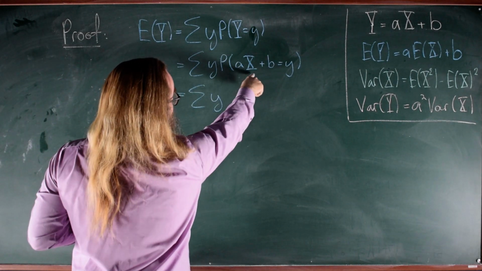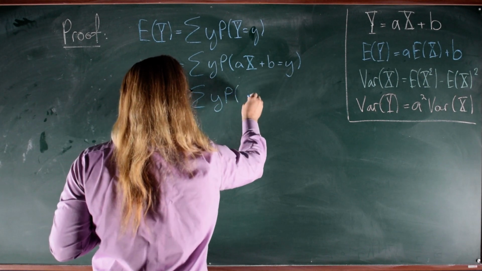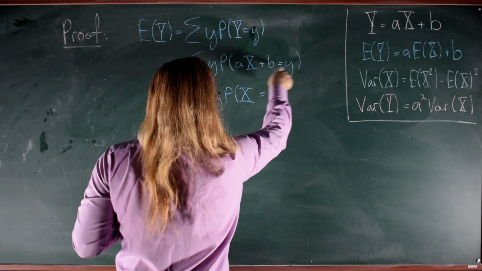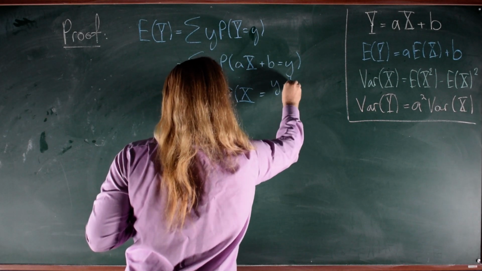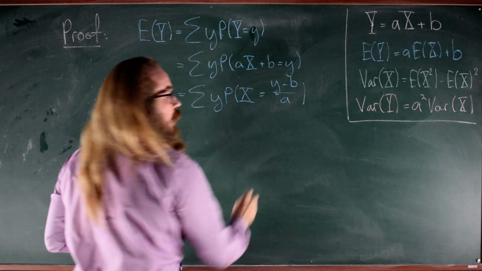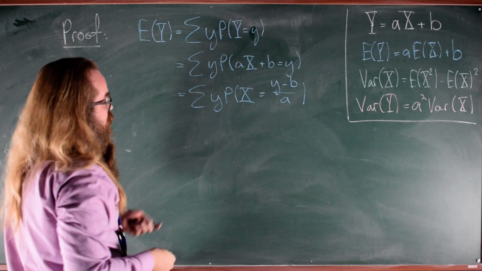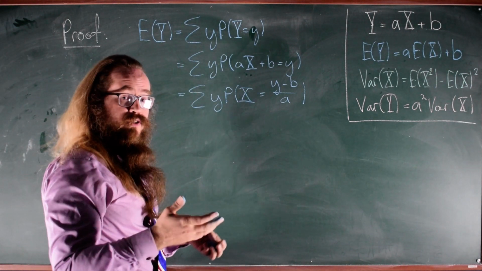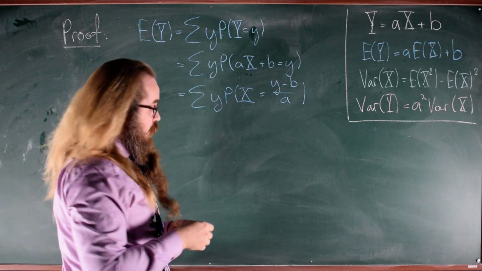Let's isolate x here. So we get the probability that x is equal to, well, it's going to be subtract b on both sides, so y minus b, and then we divide by a. Now, hopefully that's not a huge stretch for you to believe that that's how you isolate x here. If you don't see that immediately, you can just pause the video and check it out.